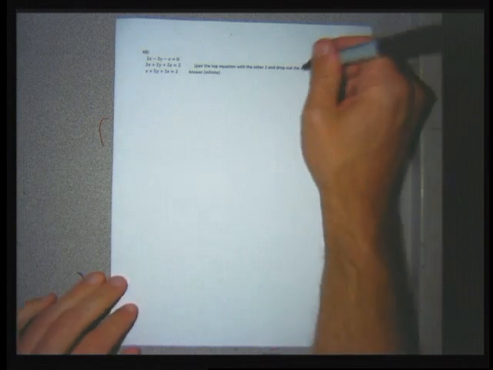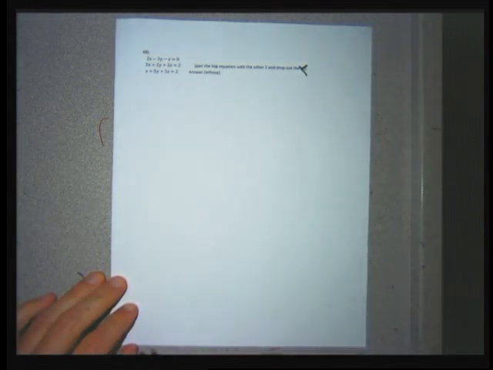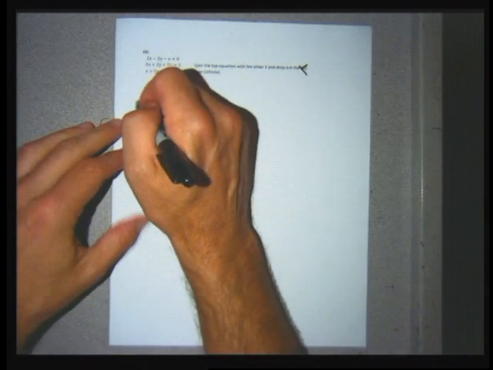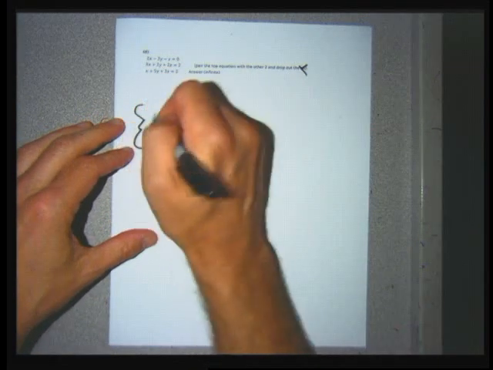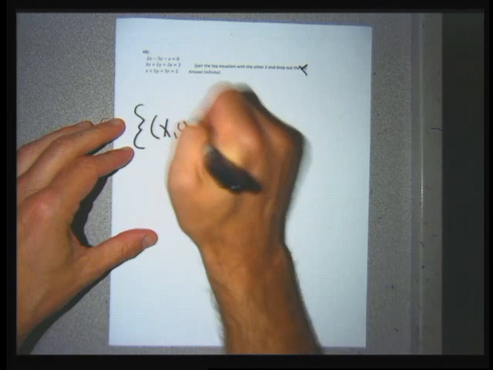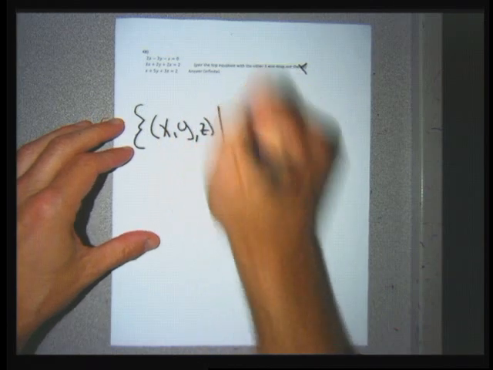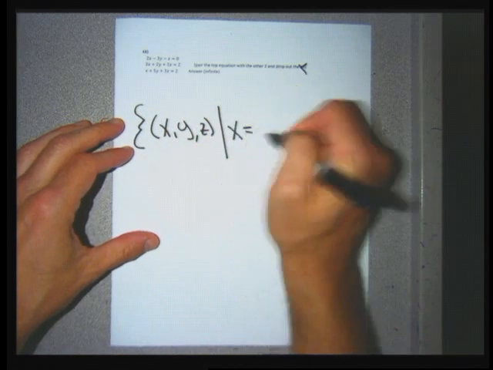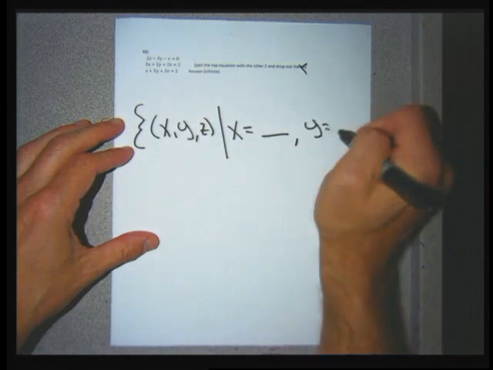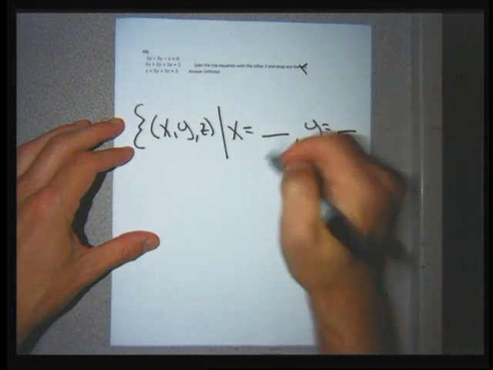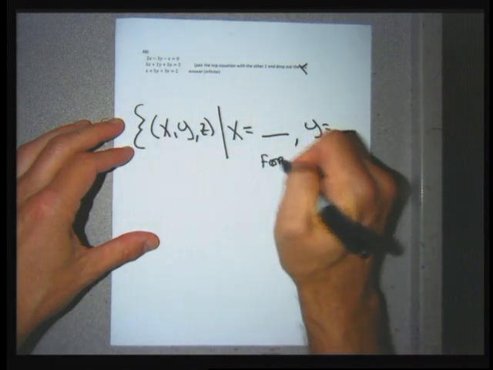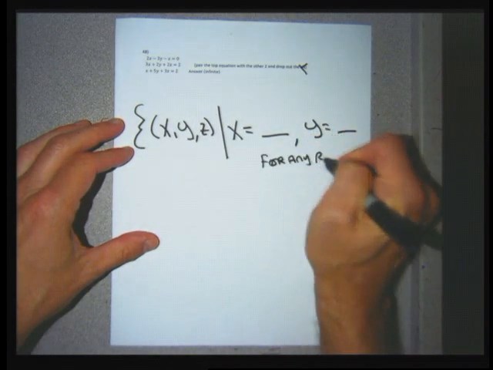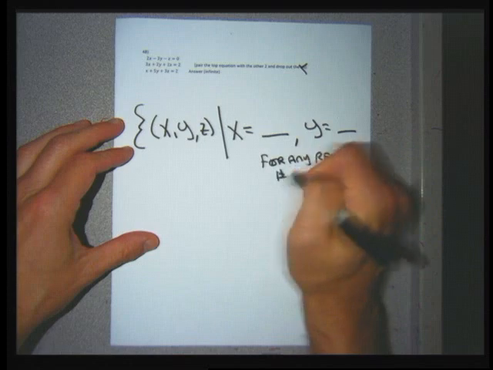I need to change my hint. And in this problem, all the letters are going to drop out, and I'm going to get a true statement like 0 equal to 0. My answer needs to look like this. The set of all x, comma, y, comma, z, such that x equals something, y equals something, and then for any real number z.